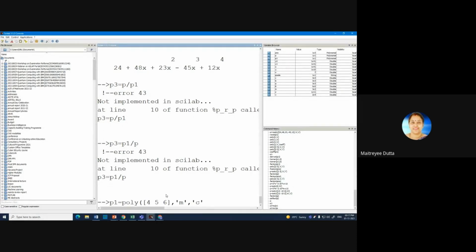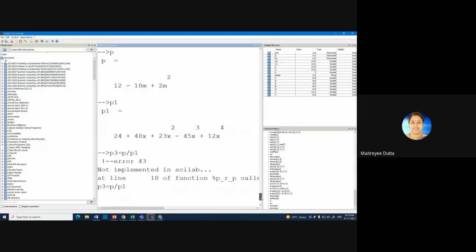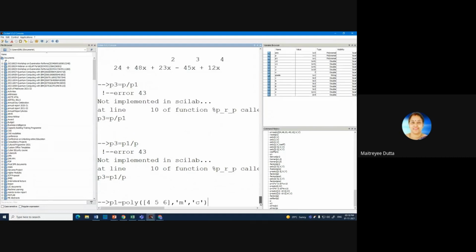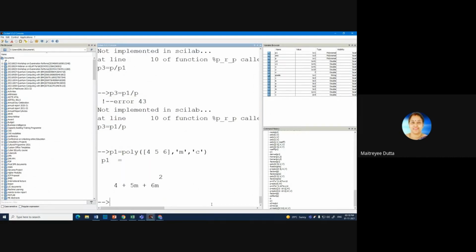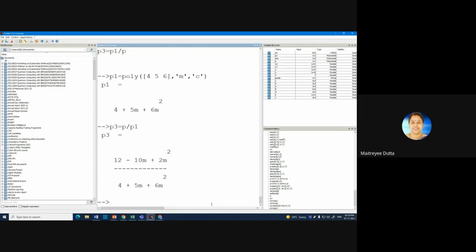Right, another variable, another polynomial. It is giving an error because in your P1 it is in X and P it is in M, right? So what I have done, again, I have given another polynomial in terms of M. So this is what we have got. Now we are giving that P3 equal to P by P1, right? So something divided by something, that means we are actually getting a transfer function.